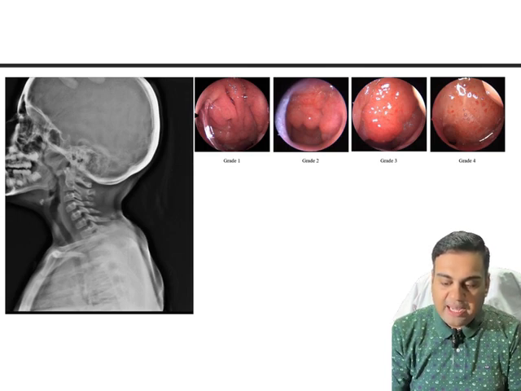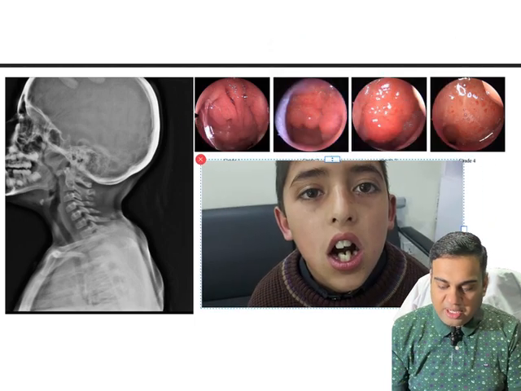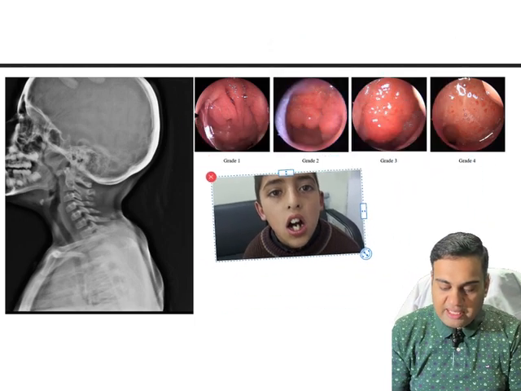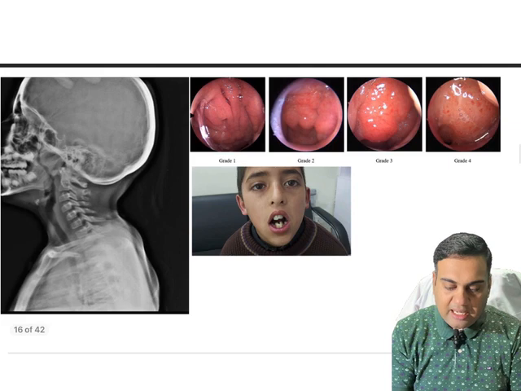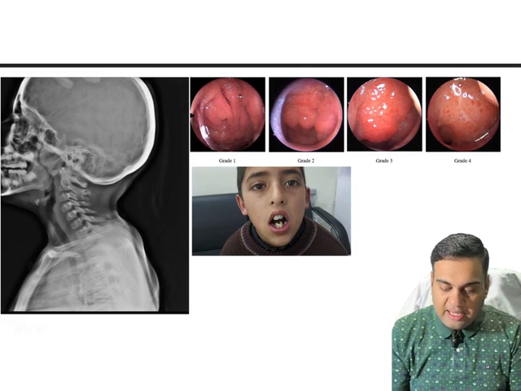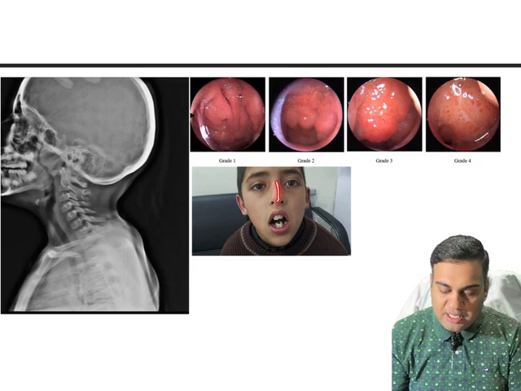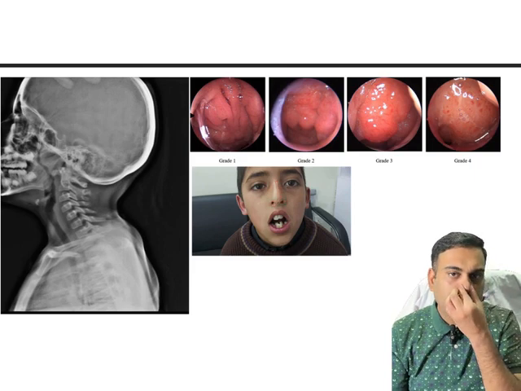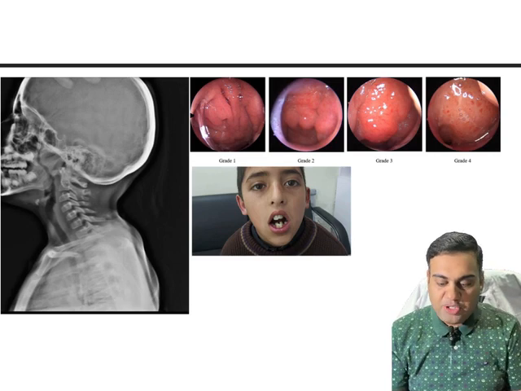So let us see what findings we see in this child. What are we seeing in this child? We are seeing sunken eyes. Very dull eyes, right? We are seeing a very pinched nose. That means his nostrils are very small, like when we breathe in and our nose pinches, like that.